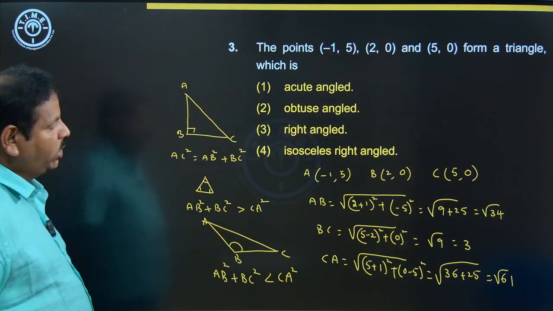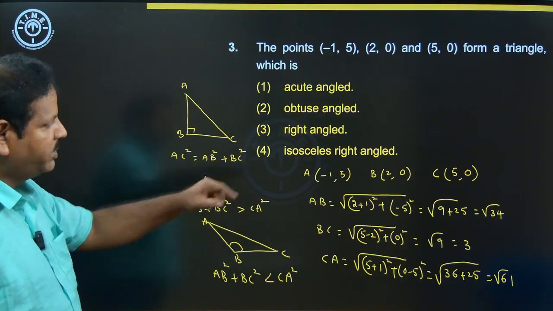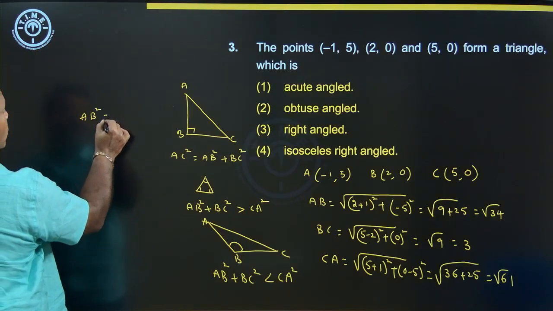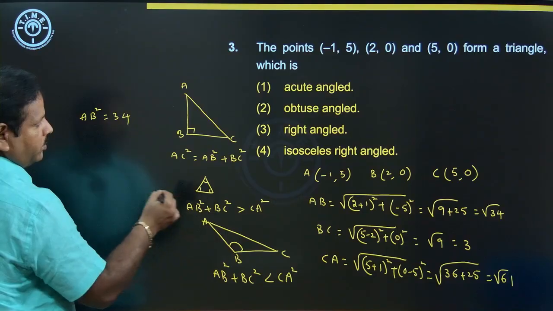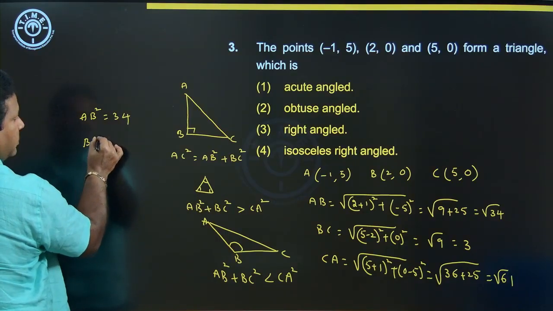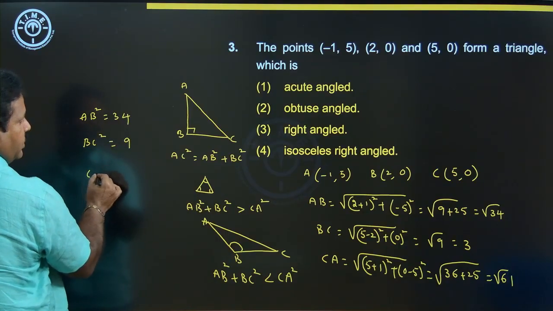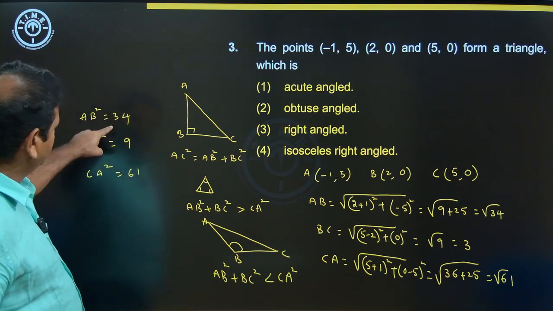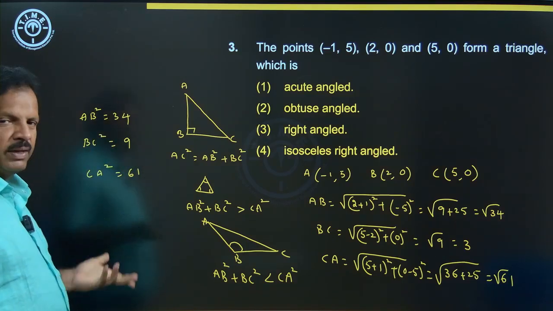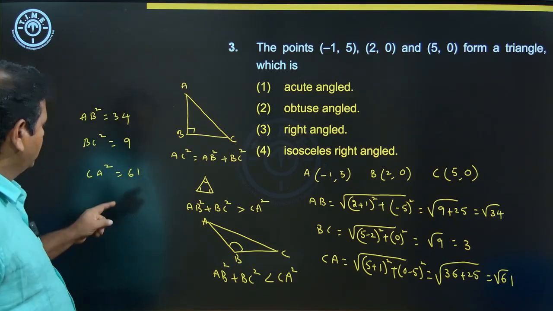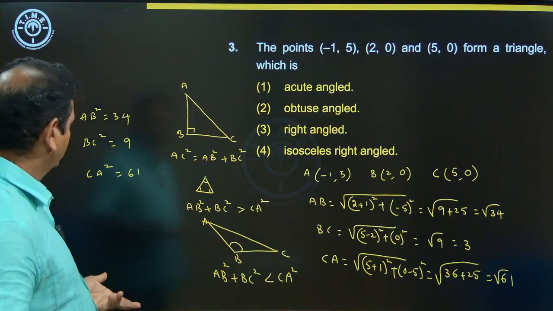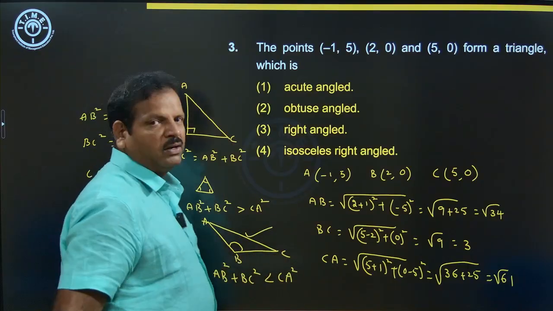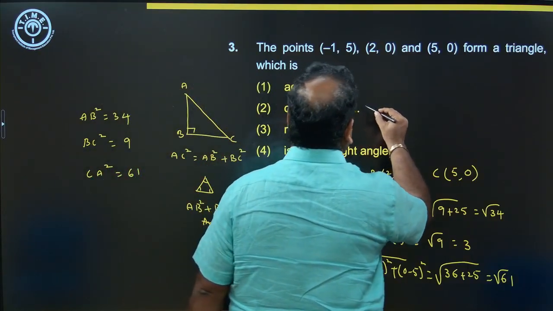Now which condition holds here? AB square is root 34, so AB square is nothing but 34, without the root. BC square is 9. CA square is 61. Is it clear? AB square plus BC square is 34 plus 9, okay, 43. Is it less than 61 or not? Yes. That's why AB square plus BC square is less than CA square. So it is an obtuse angle triangle.